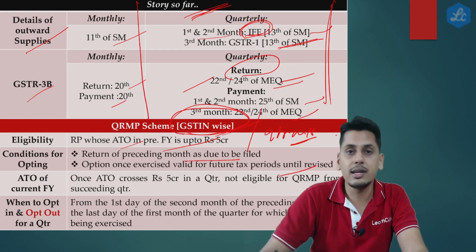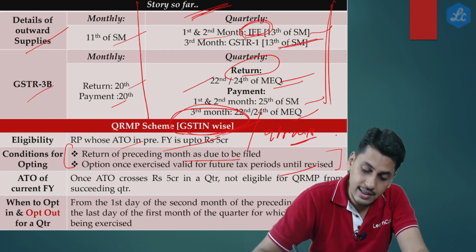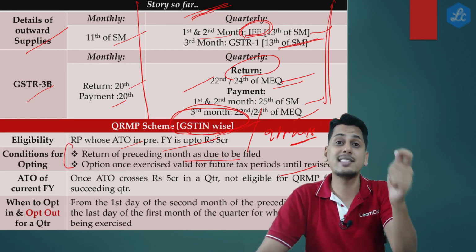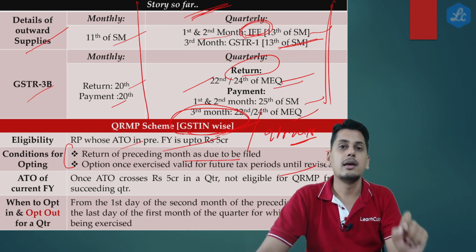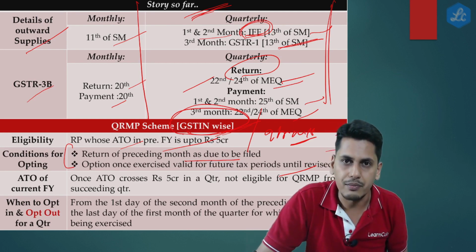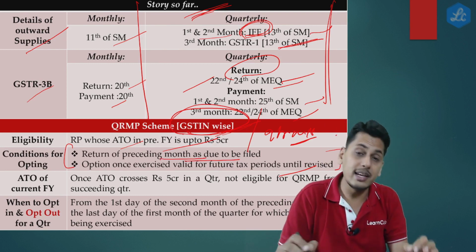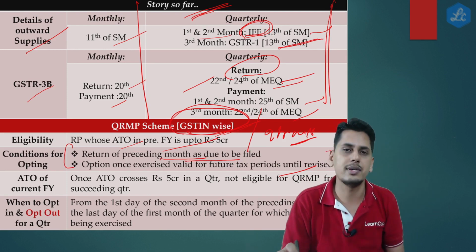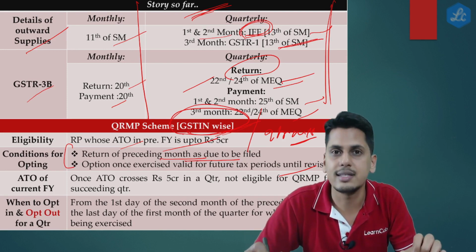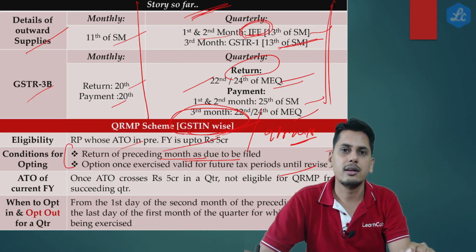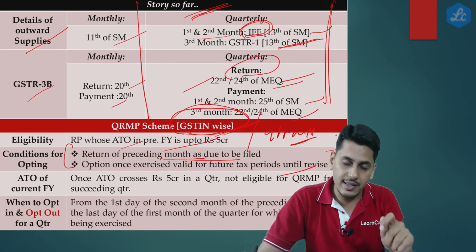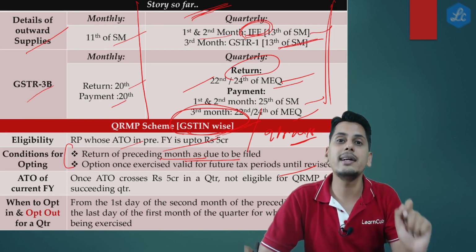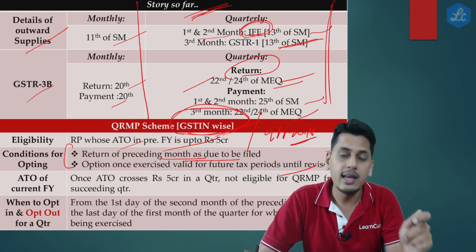Friends, you have to be very careful. There are certain conditions which are there for opting QRMP scheme, and there are certain conditions which are there for opting the fixed sum method under the QRMP scheme. Please do not get confused between them. Friends, as regards the return of the preceding month as due has to be filed, that is a condition for opting the QRMP scheme. But friends, under the fixed sum method, there is a condition that the return for the preceding tax period, GSTR 3B, needs to be filed for the complete tax period ranging from the first day till the last day.